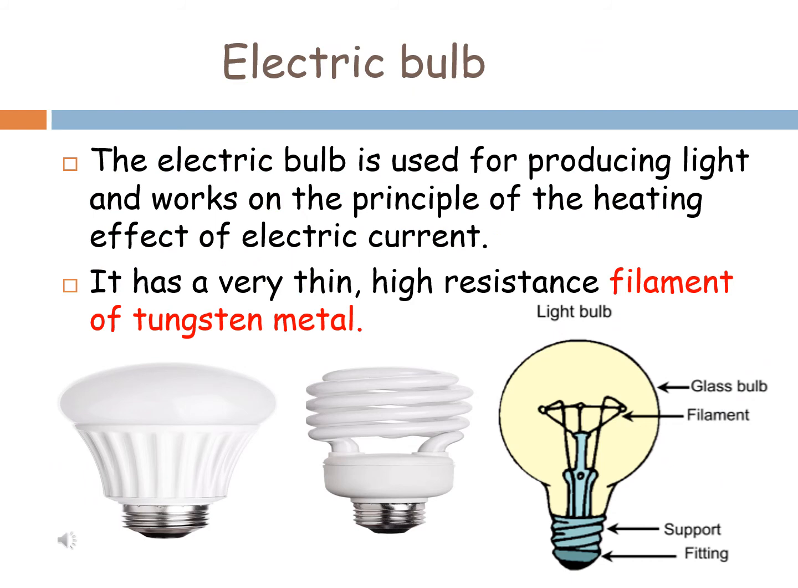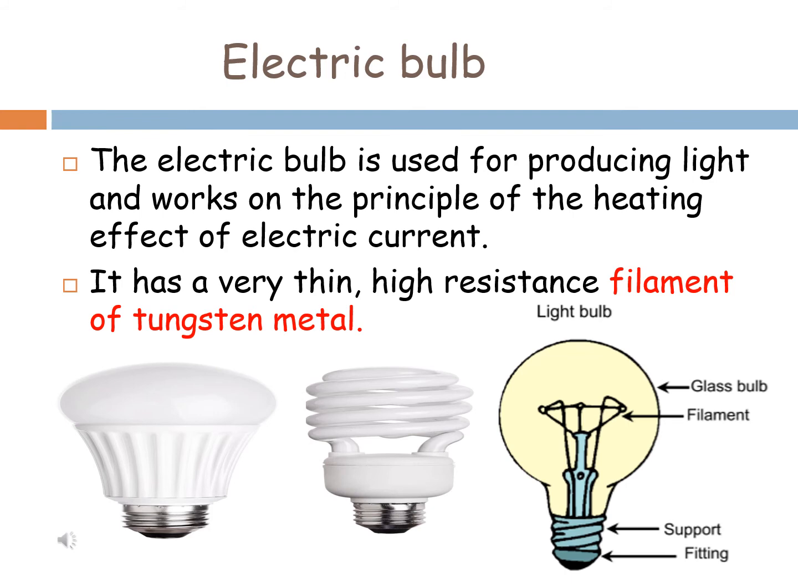Next is the electric bulb. We know that we use an electric bulb for getting light. The electric bulb is used for producing light, and this also works on the principle of the heating effect of electric current. The bulb has a very thin high resistance filament made of tungsten metal. This tungsten filament gets heated to a very high temperature, becomes white hot and starts glowing. This way it gives us light, it emits light.